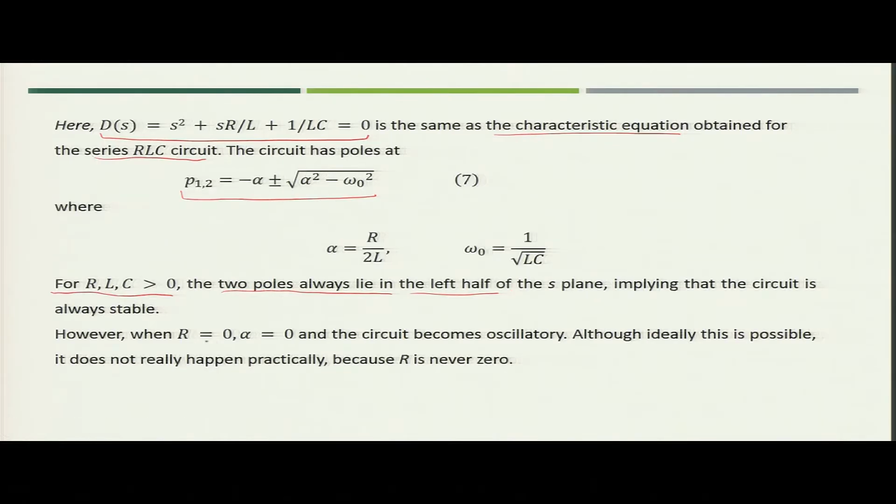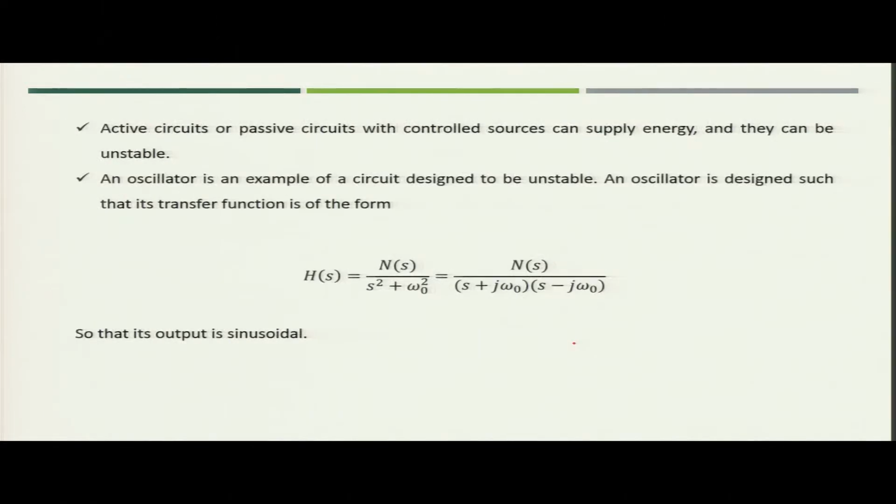The critical condition which we discussed was that when R is equal to 0, the damping coefficient would be 0. In that case, the circuit will become oscillatory.